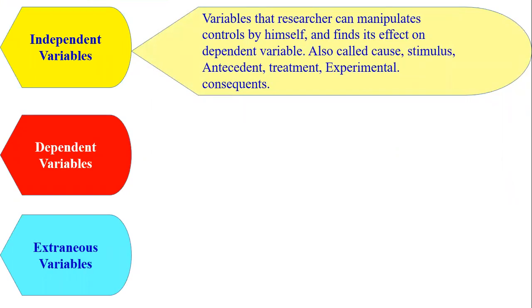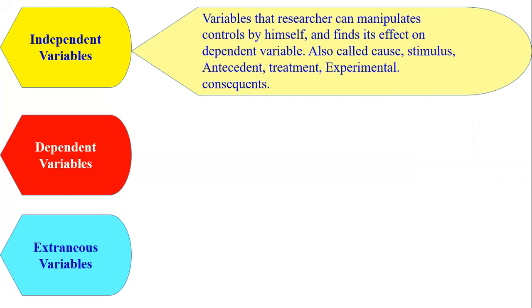So it's independent variable. Wherever in an exam someone asks what is an independent variable or what is experimental research, you simply go for this answer. Independent variable is what the researcher can control by himself and finds its effect on the dependent variable. Or if someone asks about experimental research, you can say experimental research is one in which the independent variable is manipulated over the dependent variable.